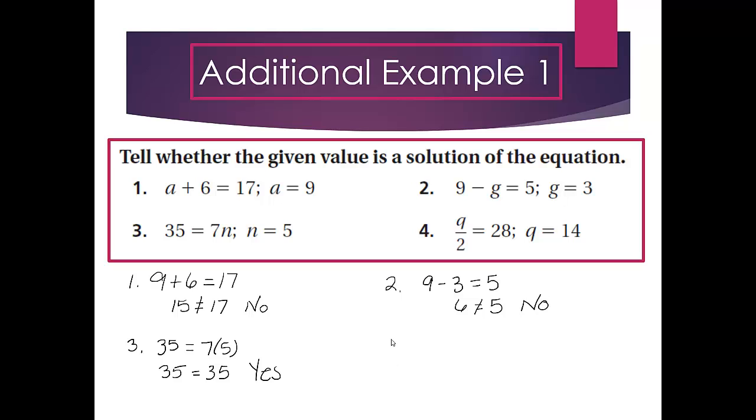And now for number 4, we have q divided by 2 equals 28, and we want to see if q can equal 14. So we're going to take this 14 and put it in for q. So we have 14 divided by 2 equals 28. And 14 divided by 2 is 7. So we have 7 equals 28. That is not a true statement, so q equals 14 is not a solution to this equation.